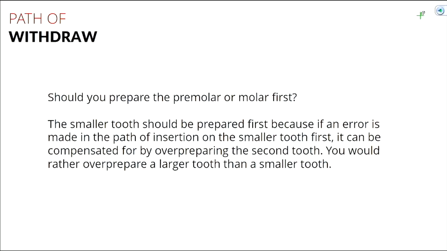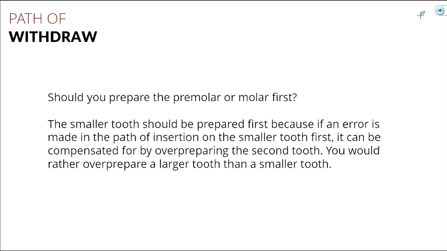So the question is, which tooth would you want to start with first? The answer is you'd rather start prepping the smaller tooth first, because if you need to overcorrect the path of withdrawal on the other tooth, you've got more tooth structure to play with. Okay? So let's say your premolar, when you first started prepping that, went a little bit awry. Well, you can go to your molar and really exaggerate the amount of reduction there and still get it to draw, and you'll be further away from the pulp, right? You just have a larger tooth in which to make those corrections.